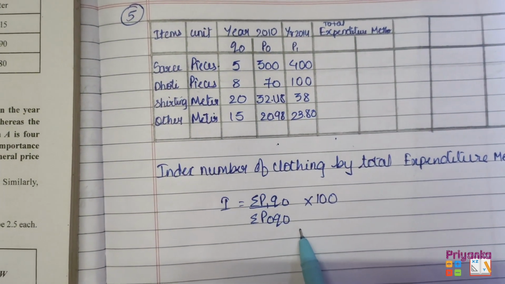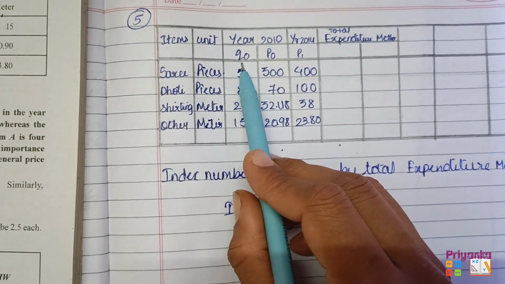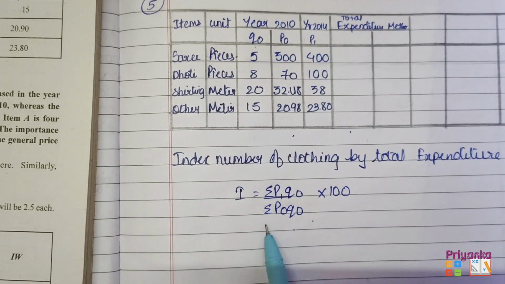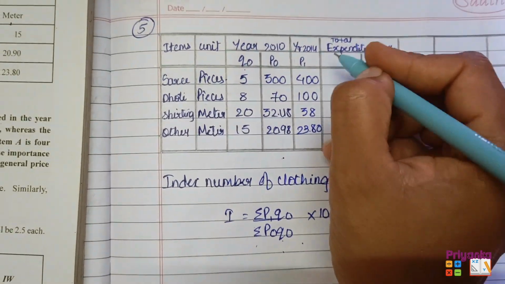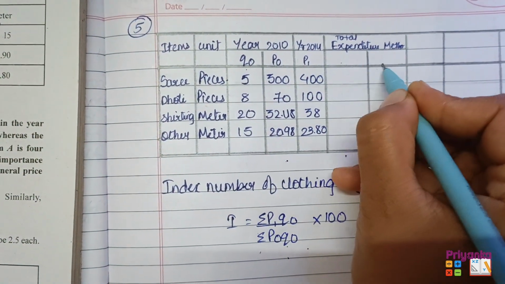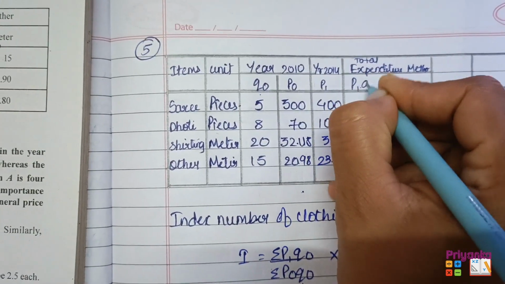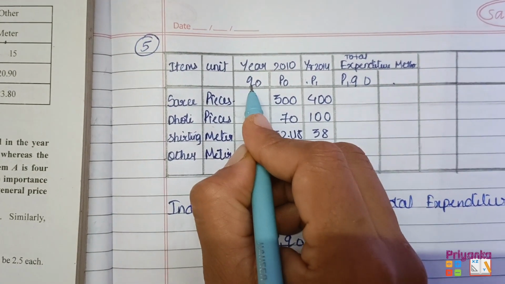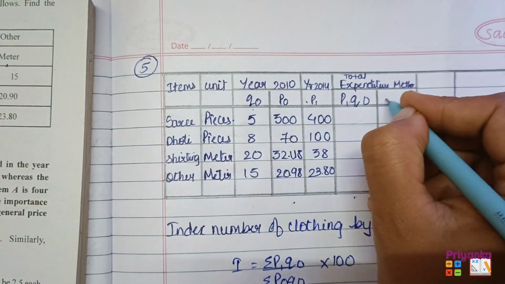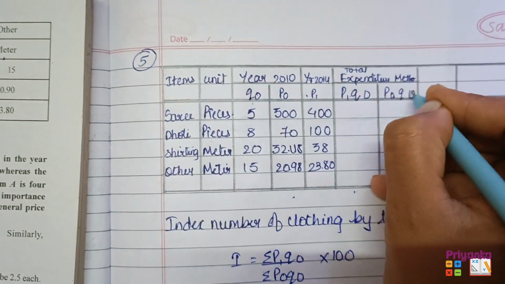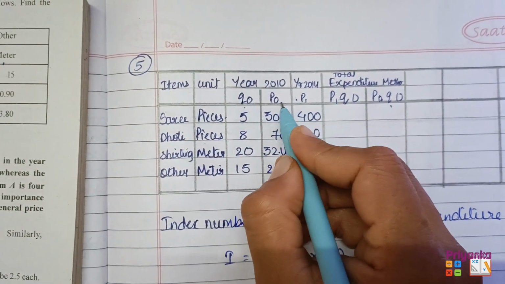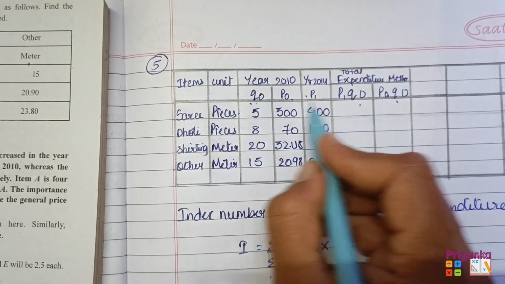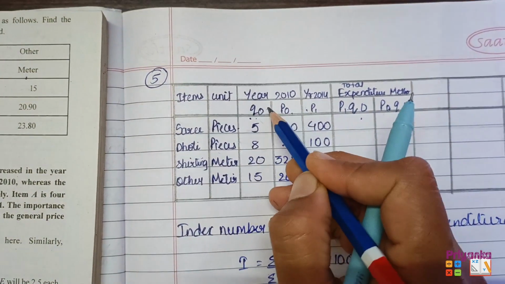Now for the total expenditure, remember we can use two formulas. As you can see in the question, Q0 is given, so we are going to use Laspeyres' formula, that is sigma P1 Q0 divided by sigma P0 Q0. So for the total expenditure we need two pieces of information, that is P1 Q0, which we will find by multiplying P1 by the Q0 column, and P0 Q0, that we'll get by multiplying P0 by Q0. So first let's multiply P1 Q0, that is these two columns.